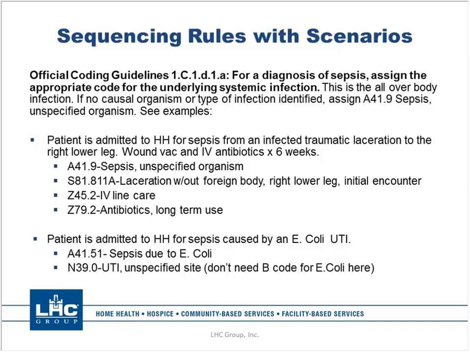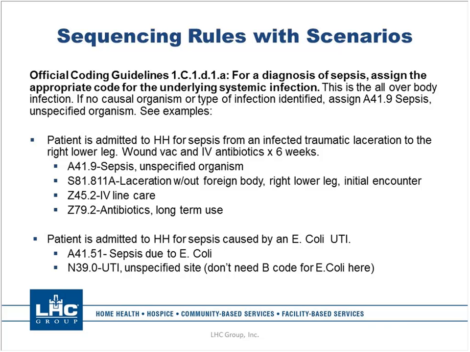Then we're going to add the IV line care, Z45.2, and Z79.2, antibiotics long-term use. Why is this considered long-term use? Because 6 weeks of antibiotics is not a normal antibiotic cycle. A normal antibiotic cycle is 7 to 10 days, so this is long-term use. You do not see a code for a wound vac because there is no code for a wound vac, so don't go looking for one. And also the companies that supply wound vacs don't want us to add a code for a wound vac, so don't look for one.